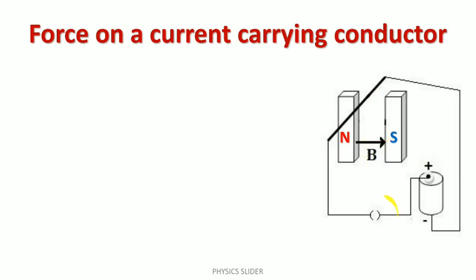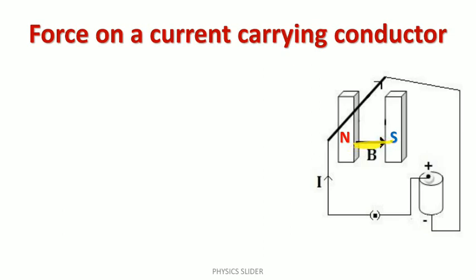Now what happens when we turn this switch on? Watch here. When we turn this switch on, an electric current starts to flow in this circuit. So we know that a current carrying conductor is associated with a magnetic field. This current carrying conductor will be associated with a magnetic field, but another, external magnetic field due to these poles is also there.